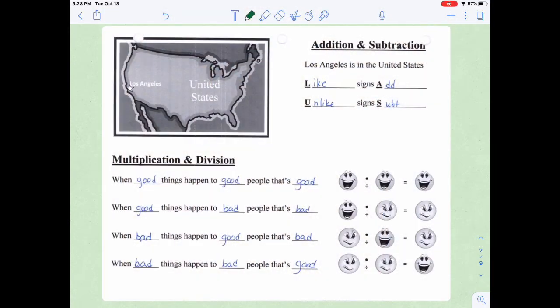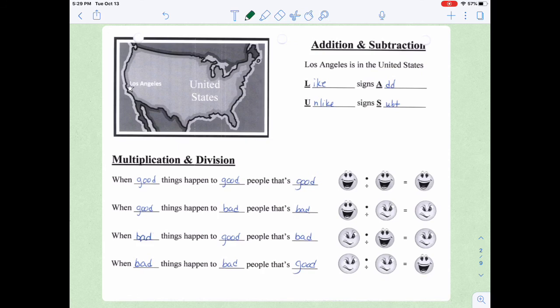Hi guys, let's talk a little bit more about integer addition and subtraction, multiplication and division, just dealing with positives and negatives. So this is another teacher's way of explaining this. Maybe it's helpful to you.